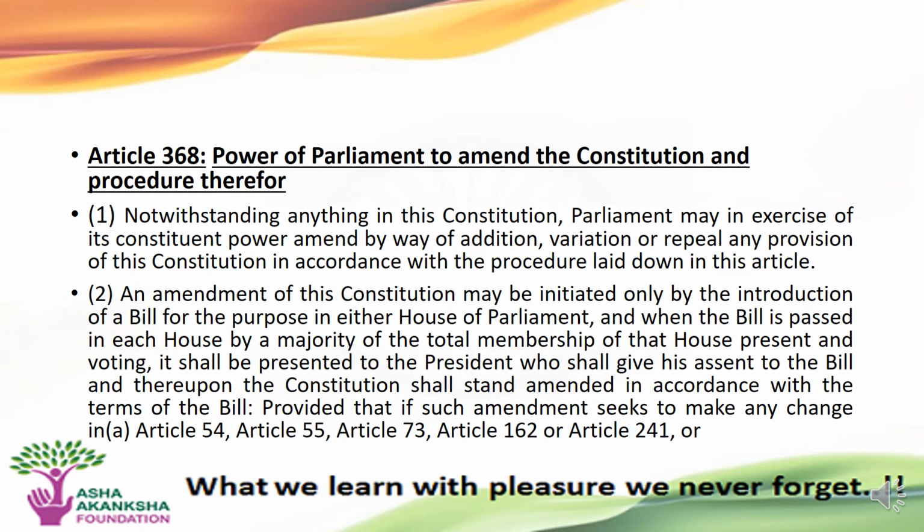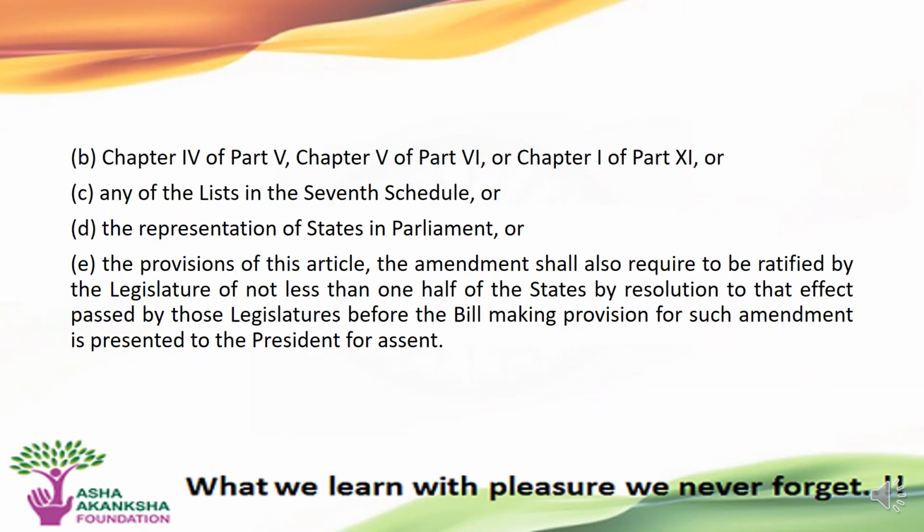It is provided that if such an amendment seeks to make any changes in Article 54, Article 55, Article 73, Article 162, or Article 241, or Chapter 4 of Part 5, Chapter 5 of Part 6, or Chapter 1 of Part 11, or any of the lists in the 7th Schedule, or the representation of the states in the Parliament, or the provisions of this article, the amendment shall also require to be ratified by the legislatures of not less than one half of the states, by resolution to that effect passed by those legislatures before the bill making provision for such amendment is presented to the President for assent.